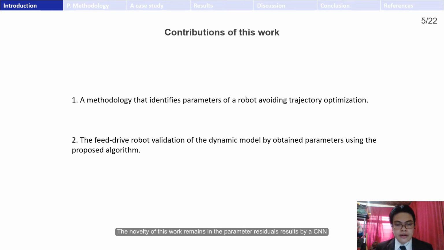The novelty of this work remains in the parameter results by a CNN, without an optimizing trajectory, and the transformation of the robot signals into a small image that contains enough information to identify the parameters in a short time. The other contribution is the fit-right robot validation of the dynamic model by obtaining parameters using the proposed algorithm.